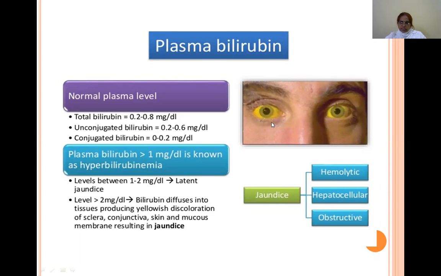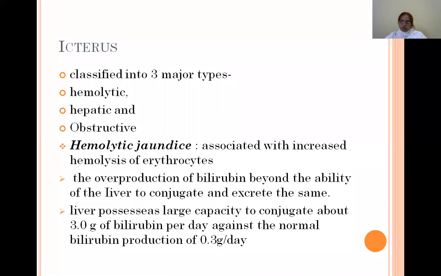Sclera, conjunctiva, skin and mucous membranes, resulting in jaundice. Jaundice or icterus, both are the same. They are classified into three major types: hemolytic jaundice, hepatic jaundice, and obstructive jaundice.